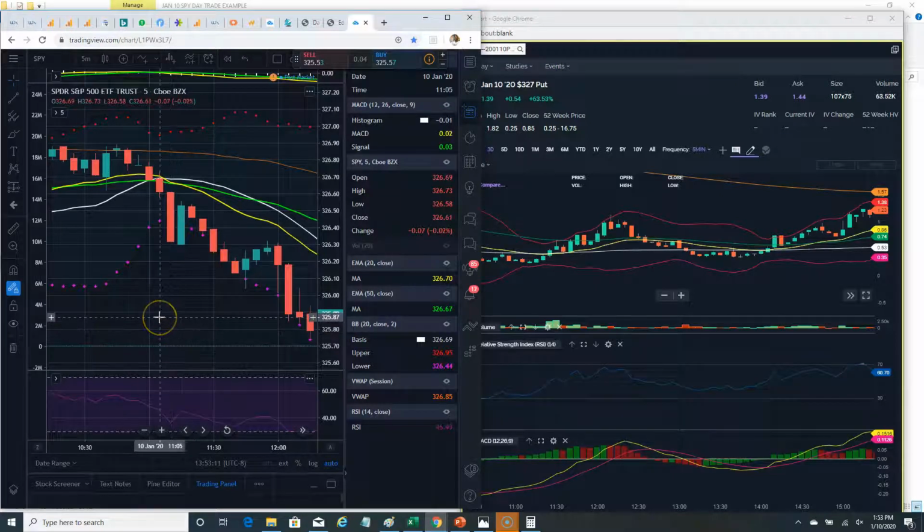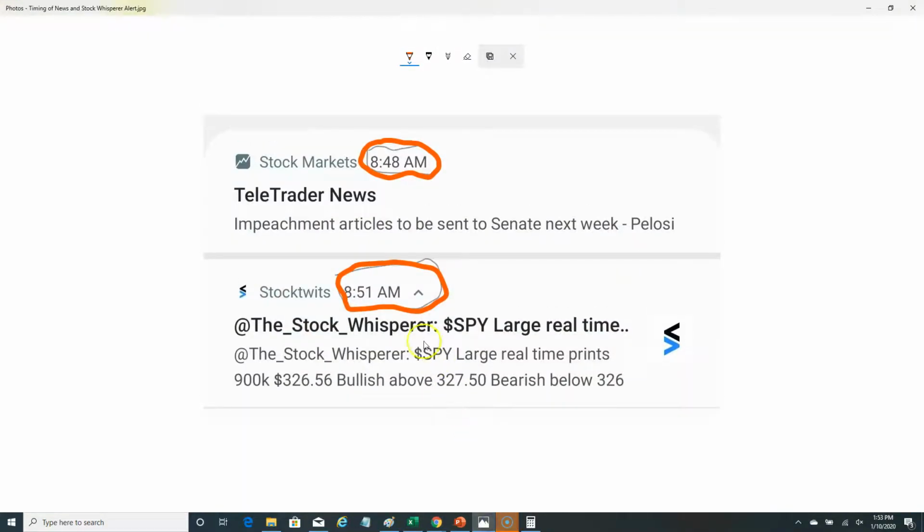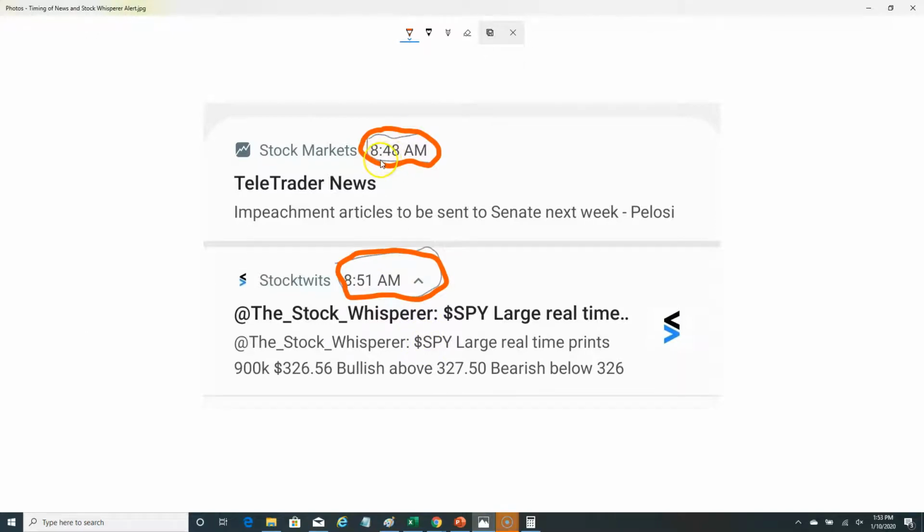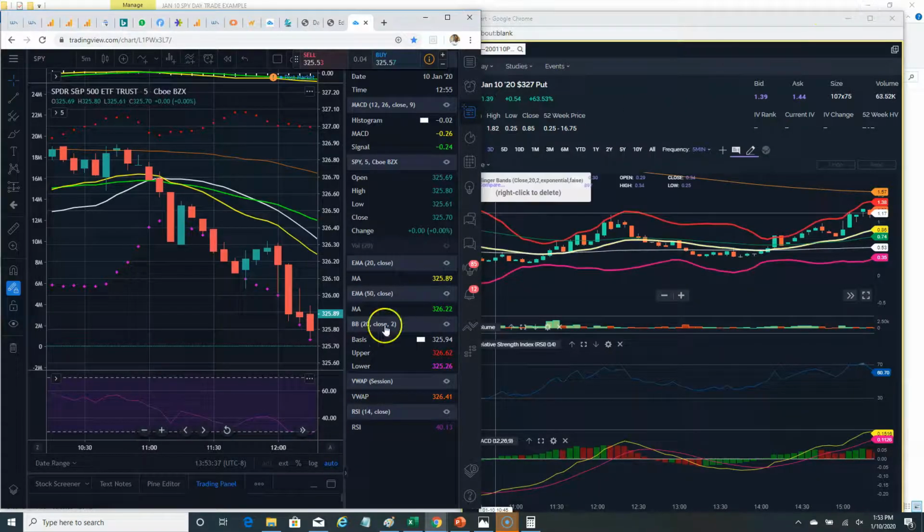So the time of the alert, just to help ourselves out, was 8:45. Okay, the time of the alert was 8:45 on January 10th. Was it 8:45? Actually, we can check that again. So 8:48. This means it's 11:50, thereabouts, 11:51 thereabouts, as far as my chart here.